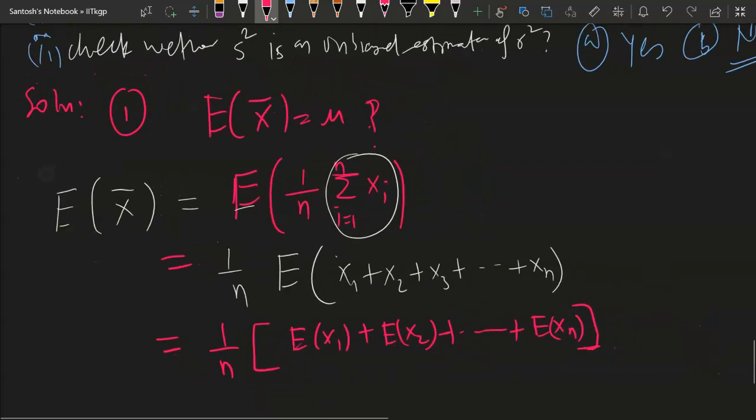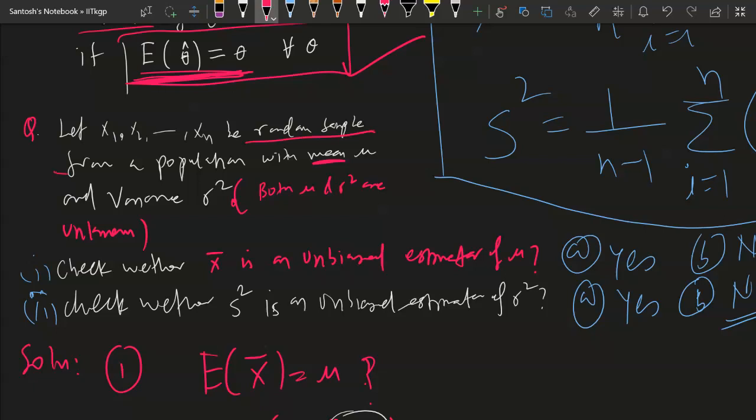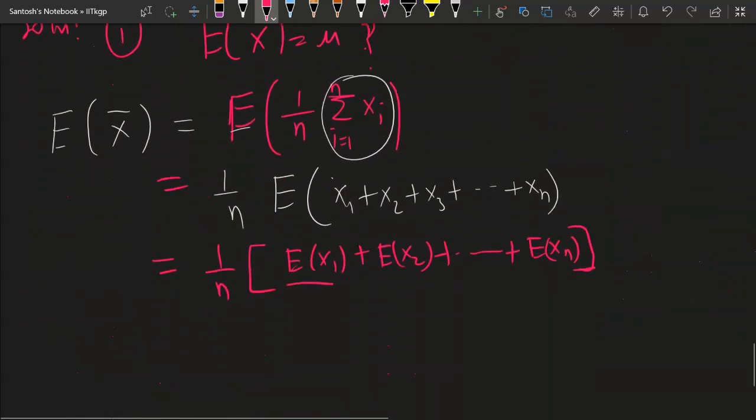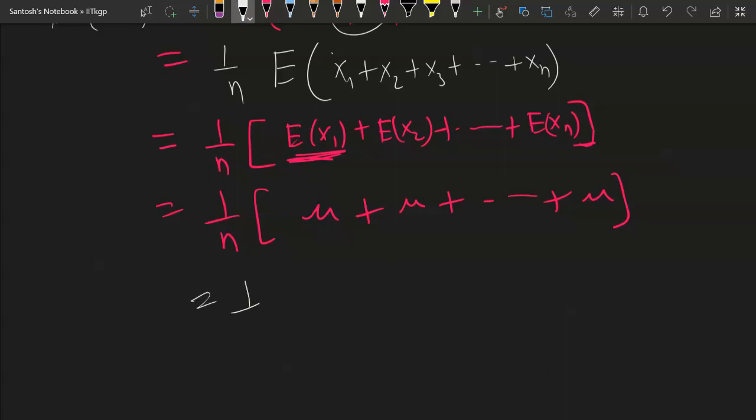Now I will ask what is the mean of x1. Here x1, x2, xn are a random sample from a population with mean mu. Mean mu means each xi has the same mean because they are from a common population. So E of x1 is mu, mean of x2 is mu, and so on, mean of xn is mu. All are mu, we are adding mu n times. So 1 by n outside, and adding n times gives n times mu. The n cancels, so it is mu.